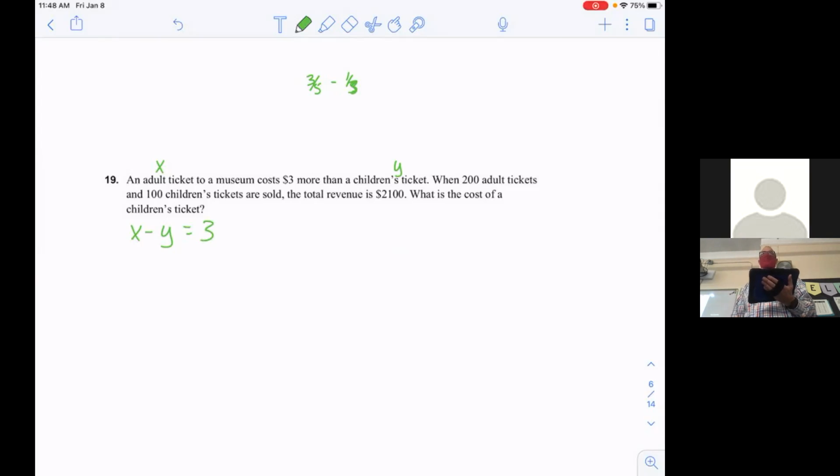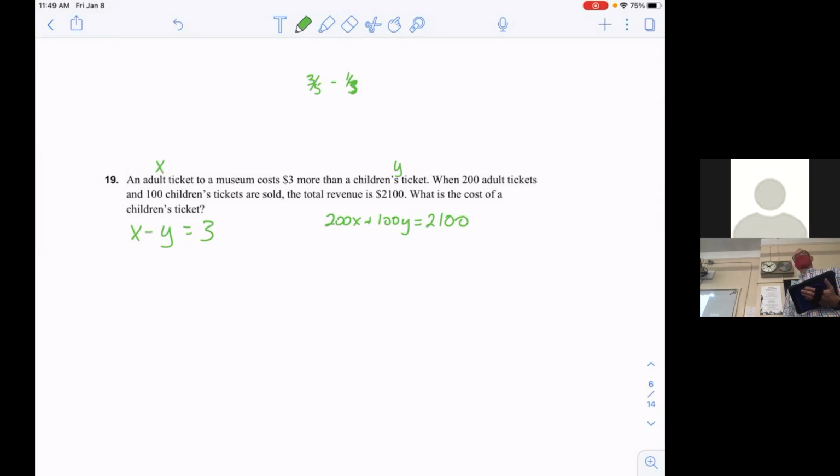What's that other equation going to be? I'll tell you now that it equals $2,100. 200x plus 100y equals. And there we go. So this is going to be dealing with money. We have 200 X tickets, and we have 100 Y tickets, and together, all the money generated from those tickets is going to be $2,100.